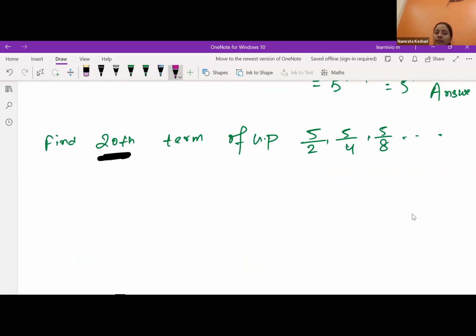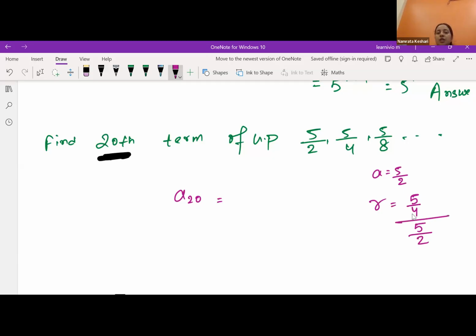Again, the same formula. A20 we have to find. That will be a r to the power n minus 1. Our a is, let's take directly, a is 5 by 2, the first term. r is the common ratio. Common ratio means second term divided by the first term.